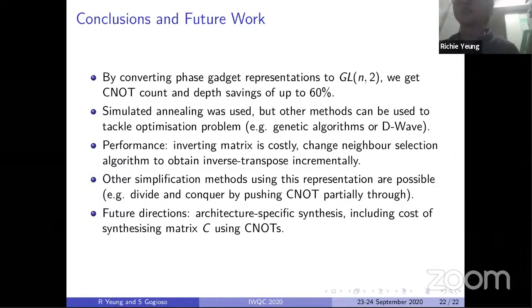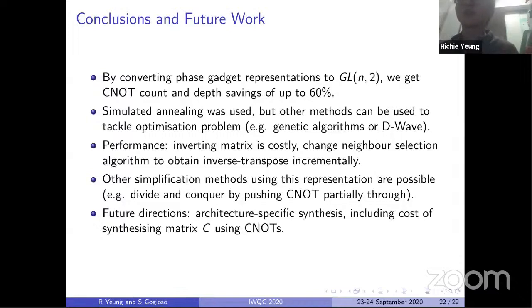We can also change the neighbor selection algorithm, so we select our neighbors in such a way that we can build the inverse transpose incrementally without having to take the inverse every time. And there are probably ways of using this kind of abstraction framework to simplify the circuits further. In this talk, we only discussed the times when we push the CNOTs all the way to the right, but not partially through, like in other papers by Ross and Adrienne. If we push it through, we can probably get better results.